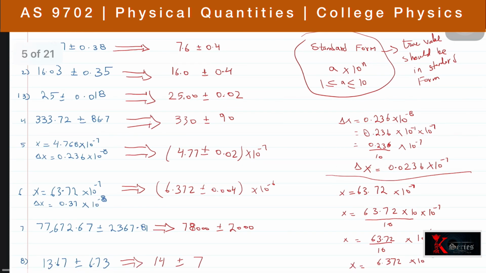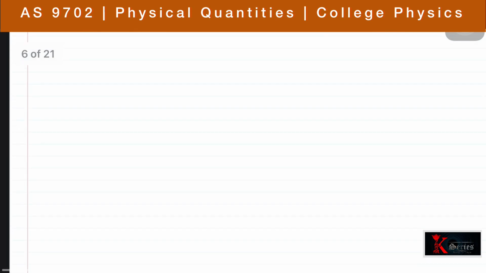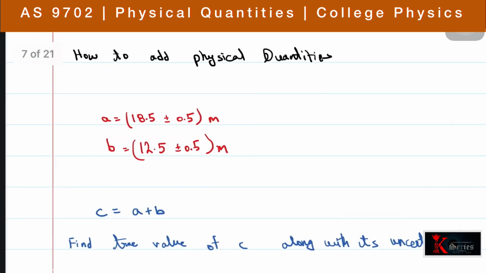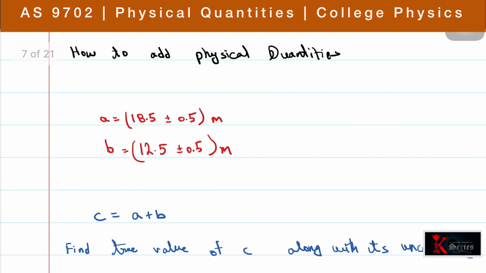Now we'll be moving on to the addition of physical quantities, right? So for example, we have A, which is 18.5 plus minus 0.5 meter, and we have B, which is 12.5 plus minus 0.5 meter. Now we have to find the value of C, and C is basically A plus B along with its uncertainty, right? So we need to basically add A and B in order to find C.